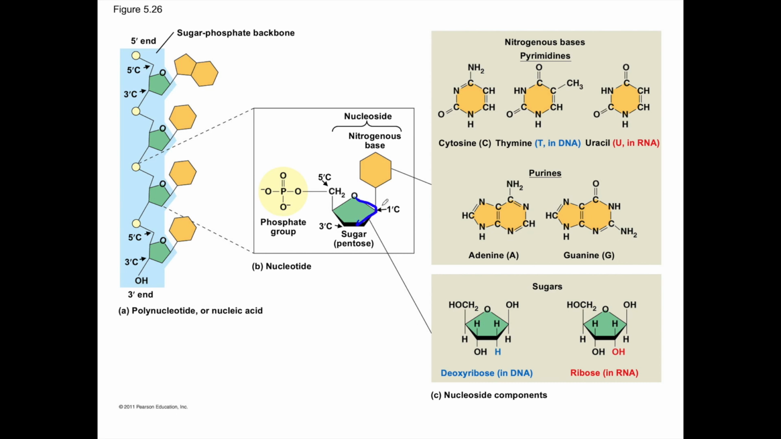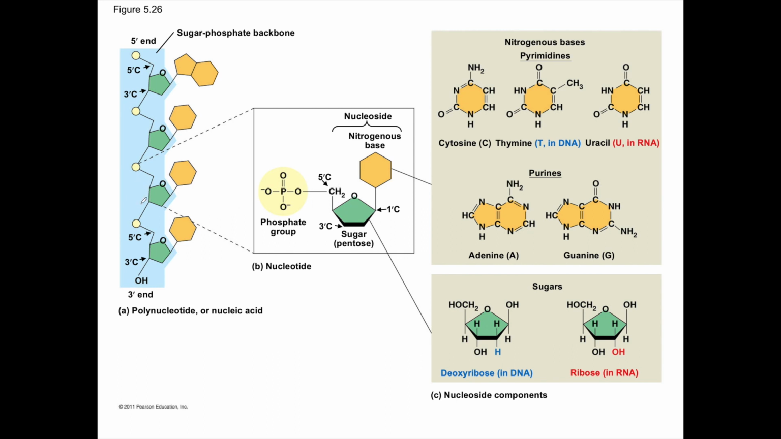Wherever there's a point, like right there, that means there's a carbon. So this sugar has 5 carbons to make it up. 1, 2, 3, 4, 5. And we number the carbons, starting with the oxygen going clockwise. We call this 1' carbon, 2', 3' carbon, 4', 5' carbon.